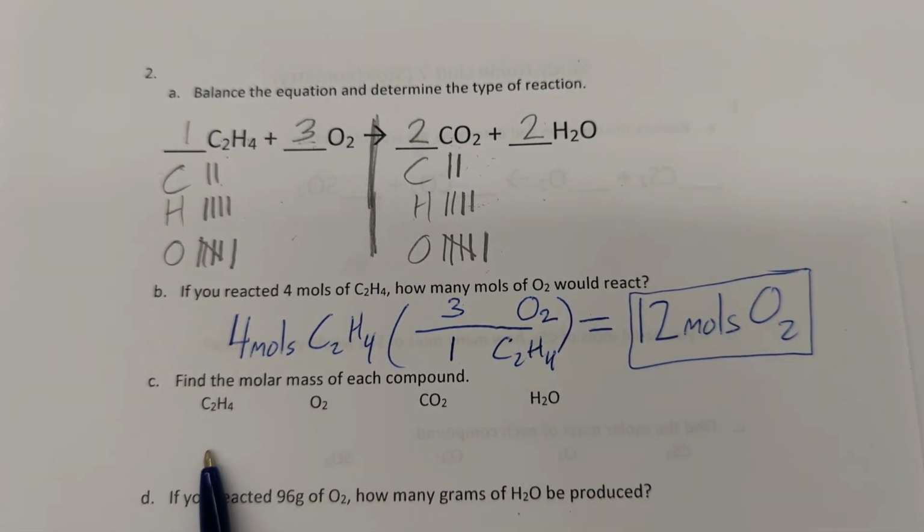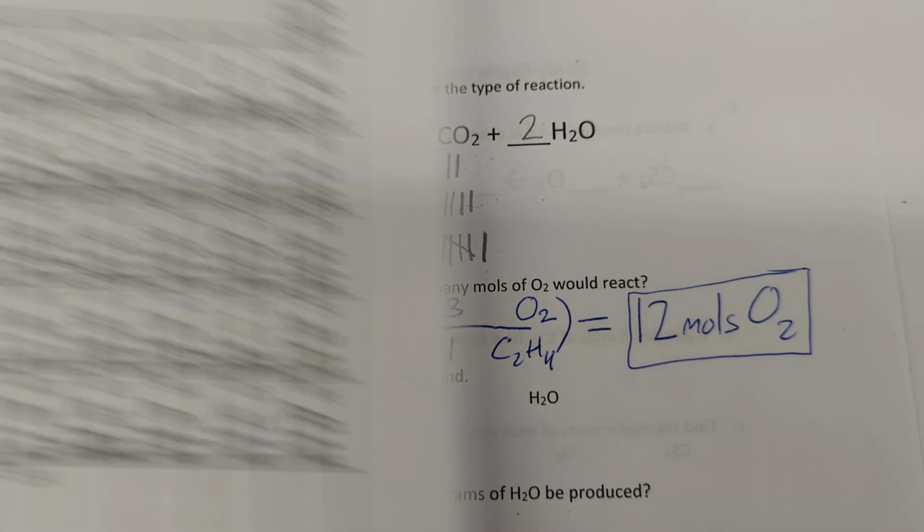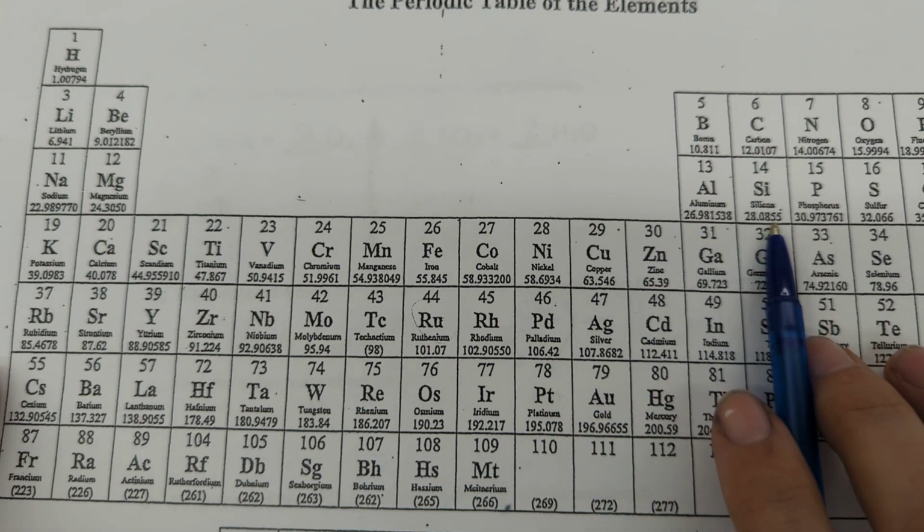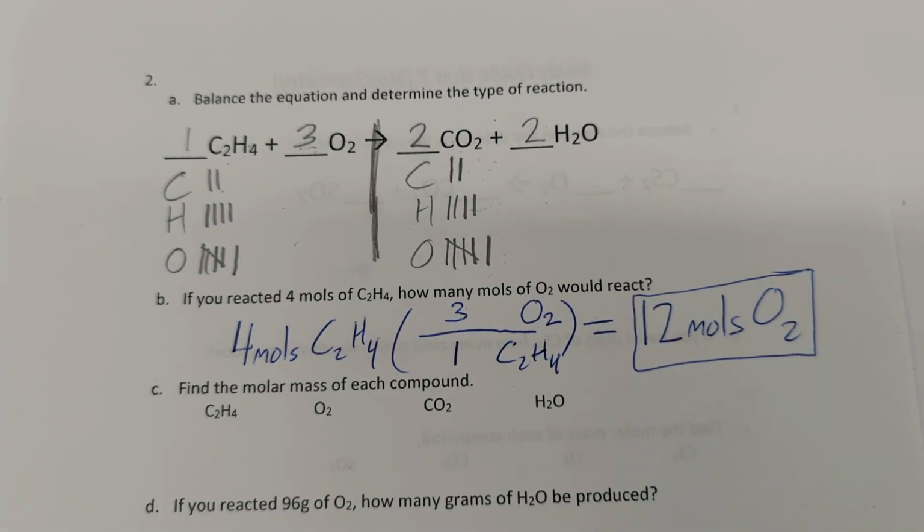When I'm finding my molar mass, I've got to use a periodic table here. I'm just going to round. All my masses are these numbers down here with all the decimals. I'm just going to round to the nearest whole number.